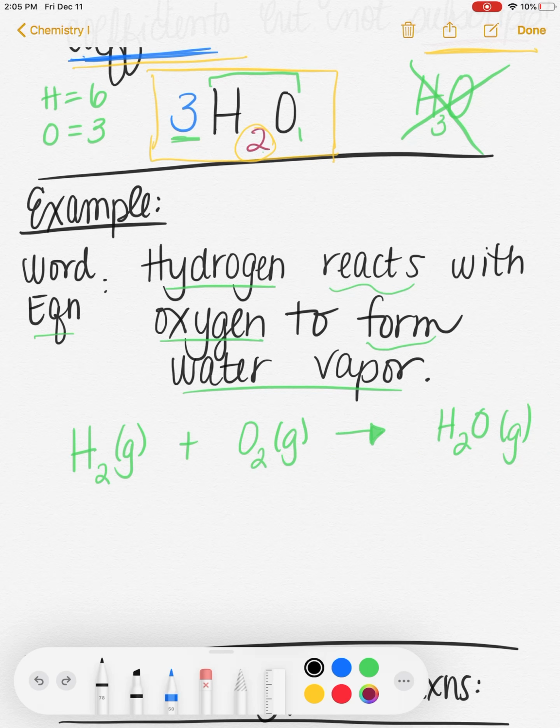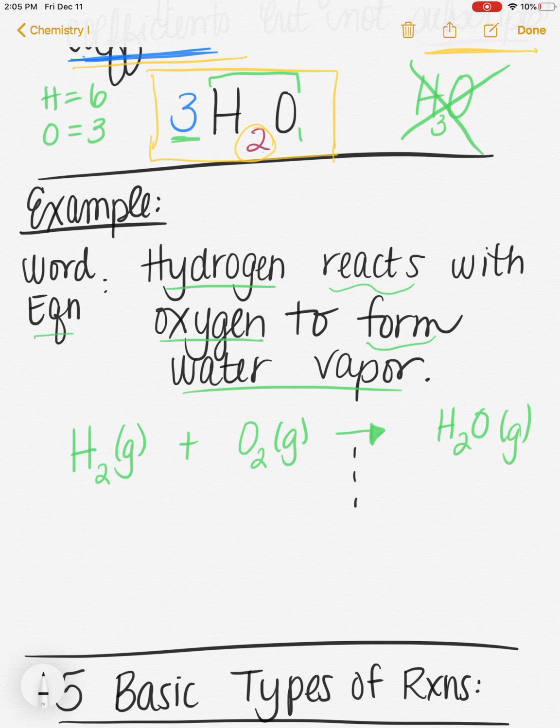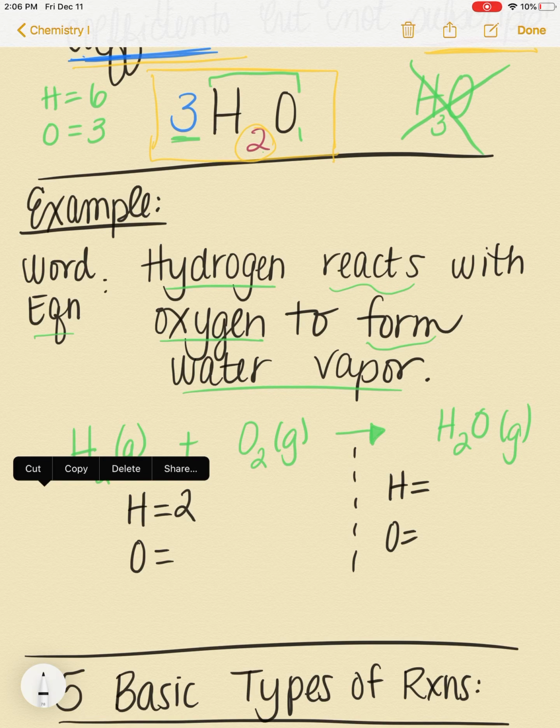So here is what I recommend. I recommend that you draw a border line under the yields arrow. That way you can keep your reactants separate from your products. And then you list what elements you have. We have hydrogen and oxygen. You are always going to have the same elements on the right side because you're not going to turn them into different elements. All right, then we count up.